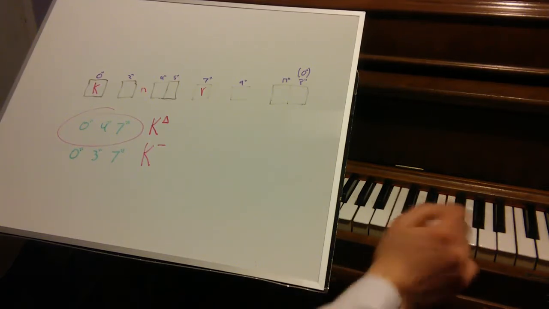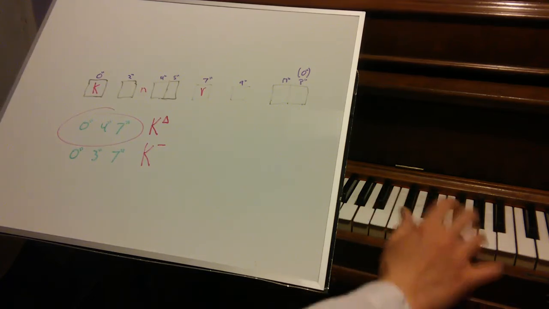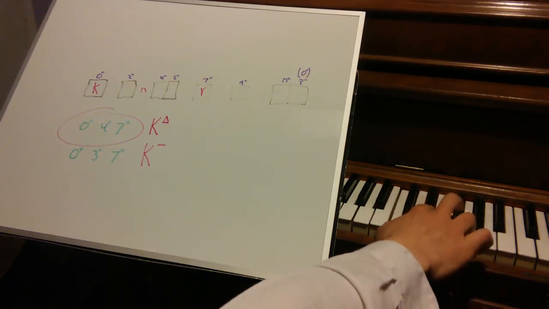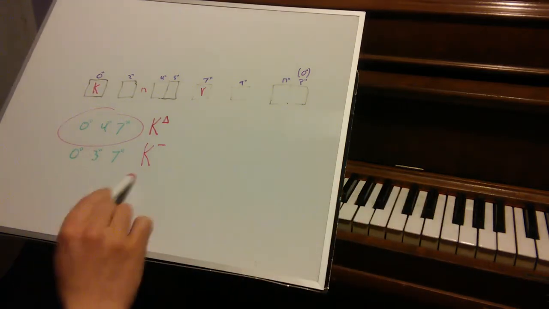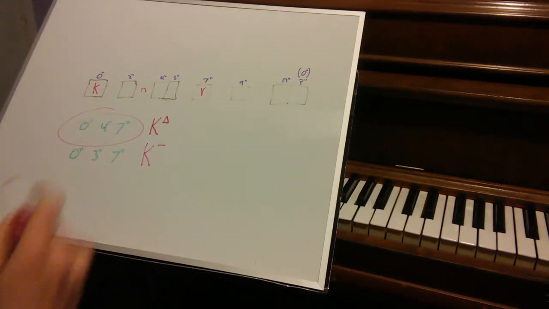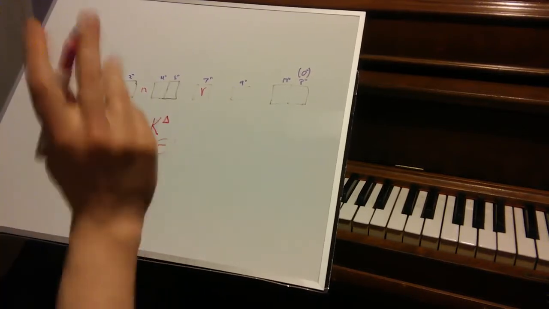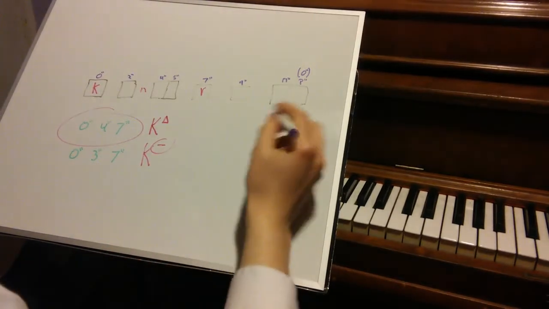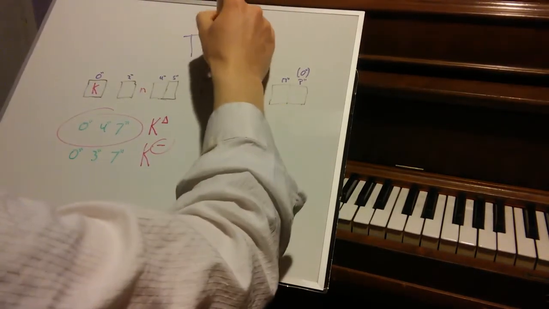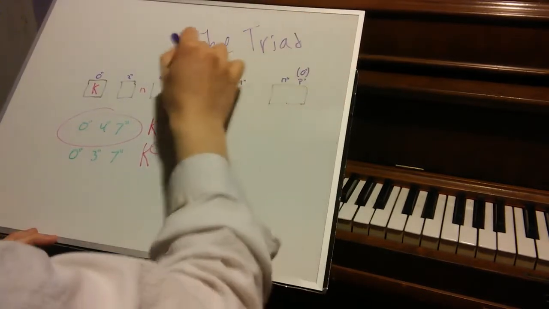So 0, 1, 2, 3, 4, 5, 6, 7. And that's the minor formula there. 0, 3, 7. And that's the minor symbol. And now, just to clarify the overall topic we're talking about, you get a big old title here. Excuse my writing. The triad.